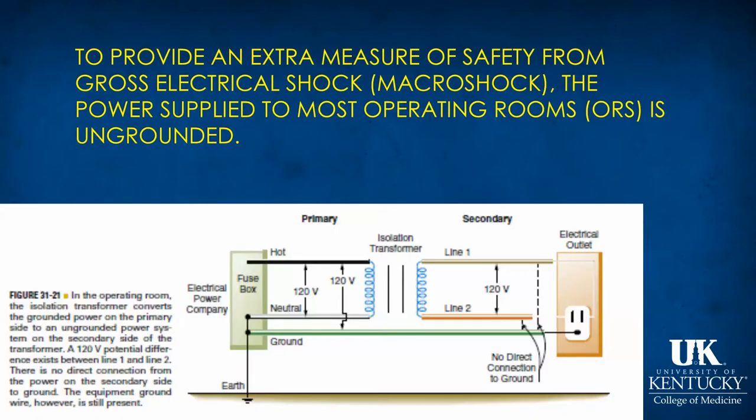Now, in the operating room, to provide an extra measure of safety from gross electrical shock, or macroshock, the power is ungrounded. That is accomplished by using an isolation transformer. So there, as the legend mentions, the equipment ground wire is still present in the electrical machine that is being used, but there's no direct connection to ground.